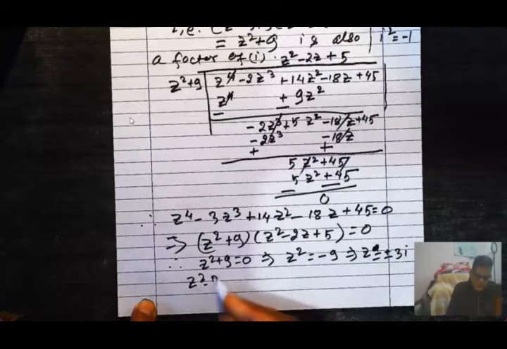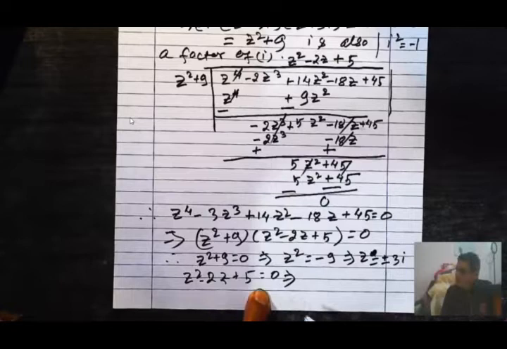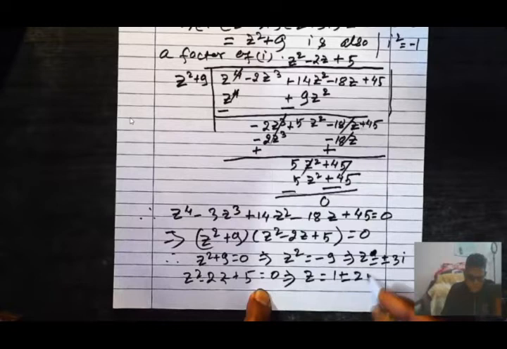Now, because this product is 0, z^2 minus 2z plus 5 is also equal to 0. And when you go to the calculator, the way we have seen in the beginning, you'll see that the value from the calculator is z equals 1 plus or minus 2i. Alright, and you can see here again the roots are in pair and they are conjugate to each other.